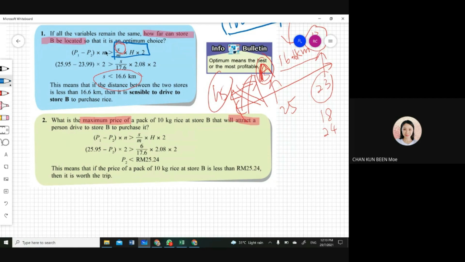Okay, so the same thing applies. You use the same mathematical model like just now: P1 minus P2 times N, greater than S over M times H times 2. So we want to find out the price in store B. We are just going to find the variable P2 because that is the price of rice in store B. The rest you are going to substitute with all the values that we have earlier. All of this, you see, all the values are still the same. 16.6, 17.6, 2.08, times 2. And then P1, 25, N is 5.